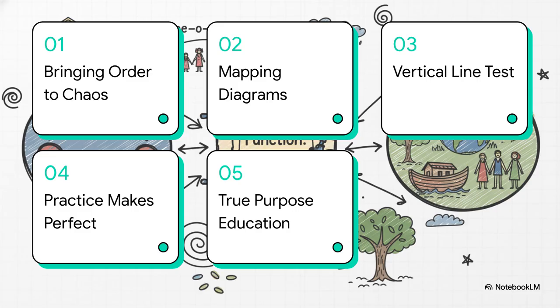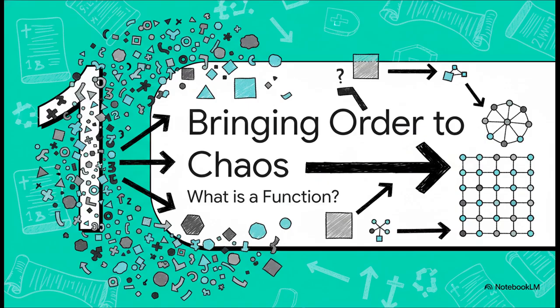Okay, let's dive into this. Here is our roadmap for today. First, bringing order to chaos. Second, mastering mapping diagrams. Third, the vertical line test. Fourth, practice makes perfect. And finally, education with true purpose. Section 1. Bringing order to chaos.